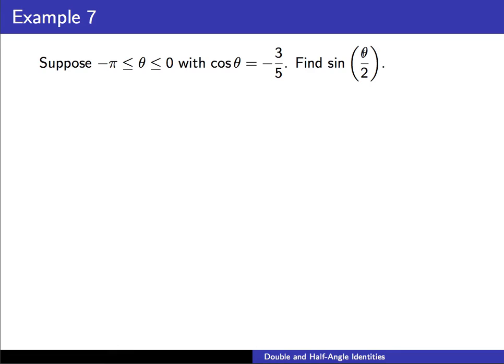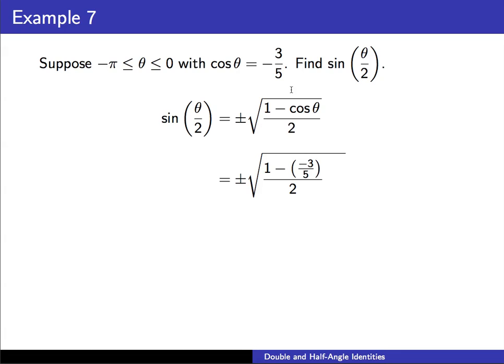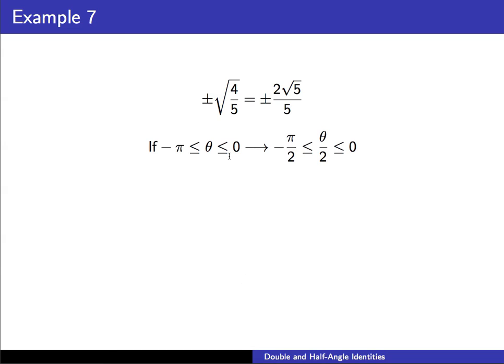We're going to find the sine of theta over 2. The sine of theta over 2 is plus or minus the square root of 1 minus the cosine of theta over 2. Fortunately, we're told that the cosine of theta is negative 3/5, so we can plug that in. Multiplying our fraction by 5 to get rid of the tiny fraction, we get 5 plus 3 over 10, which is plus or minus the square root of 4/5. If we break that up and rationalize it, we get plus or minus 2 times the square root of 5 all over 5.